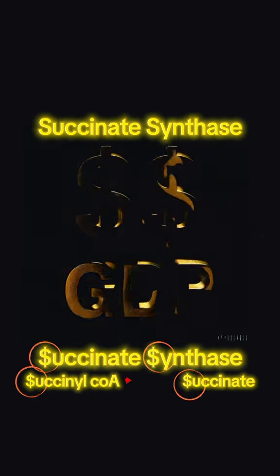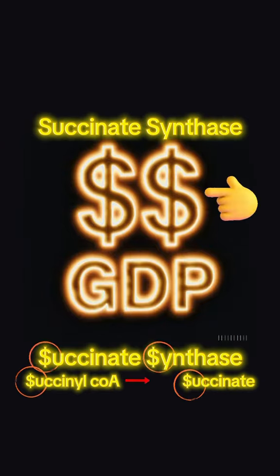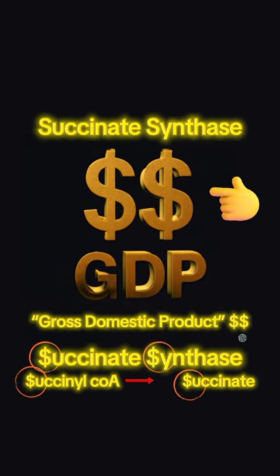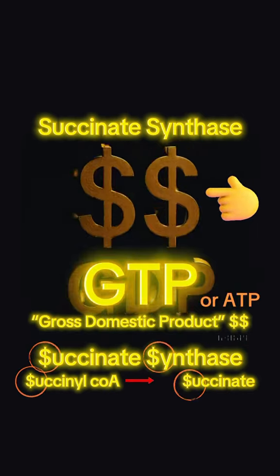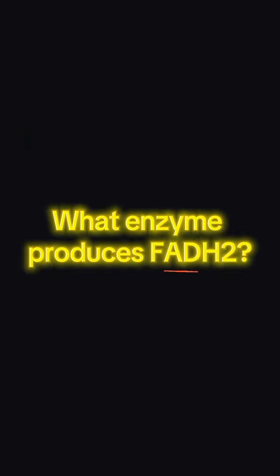succinate synthase. This visual could also help you remember that in order to make good money, you have to have a good gross domestic product, GDP, which will convert to GTP in this enzymatic reaction, or ATP. Last stop and last enzyme.